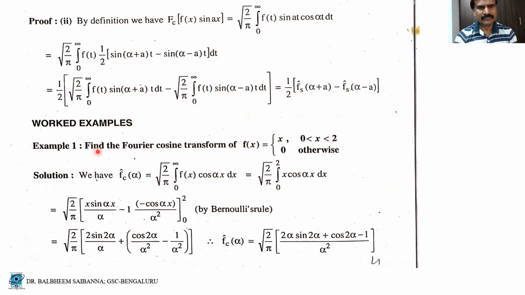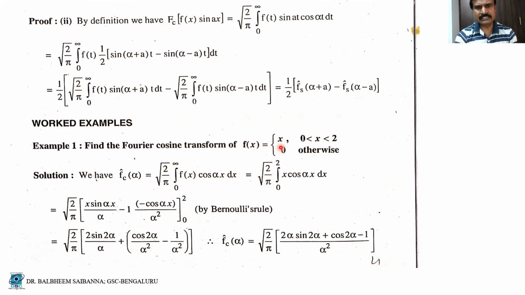First example: find the Fourier cosine transform of f of x equal to x when 0 is less than x less than 2, and 0 otherwise. Look here very carefully, the function is defined only from 0 to 2. If x is greater than 2, it will go to 0. We have Fc(alpha), this is the definition of the Fourier cosine transformation, square root 2 by pi integral 0 to infinity f of x cos alpha x dx.